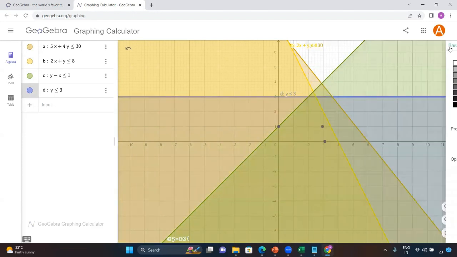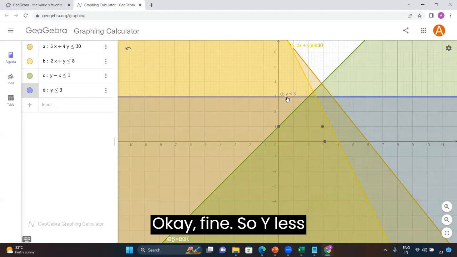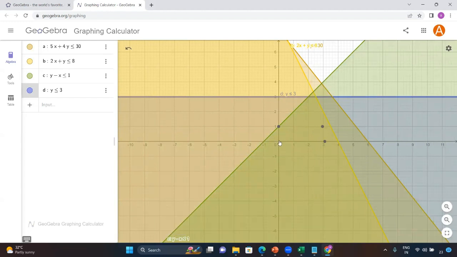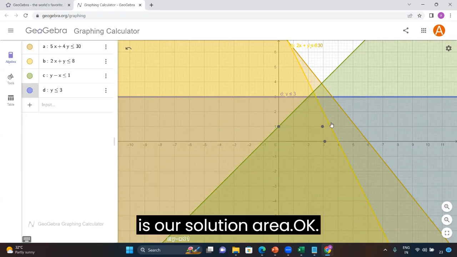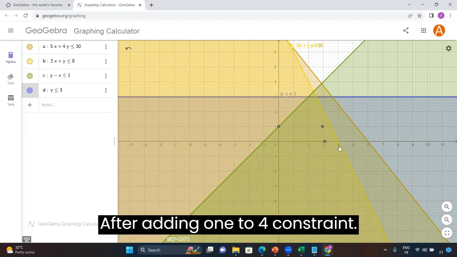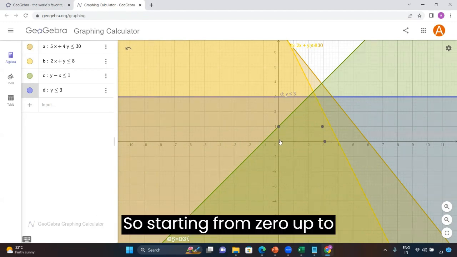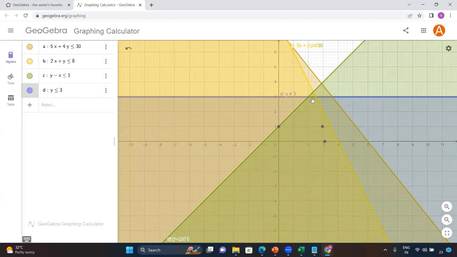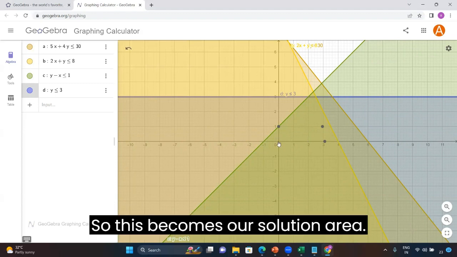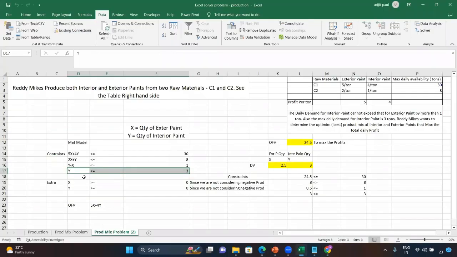Okay, fine. So y less than or equal to 3. Now what is our solution area? This is our solution area, after adding the 1, 2, 3, 4 constraints. So starting from 0 up to here, this one, and this one. So this becomes our solution area.